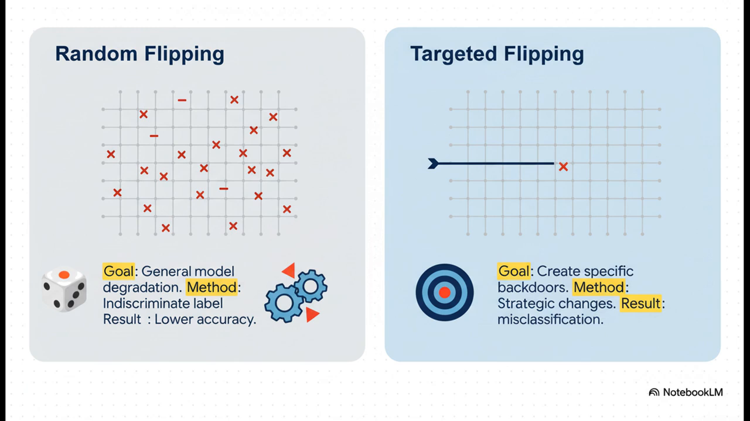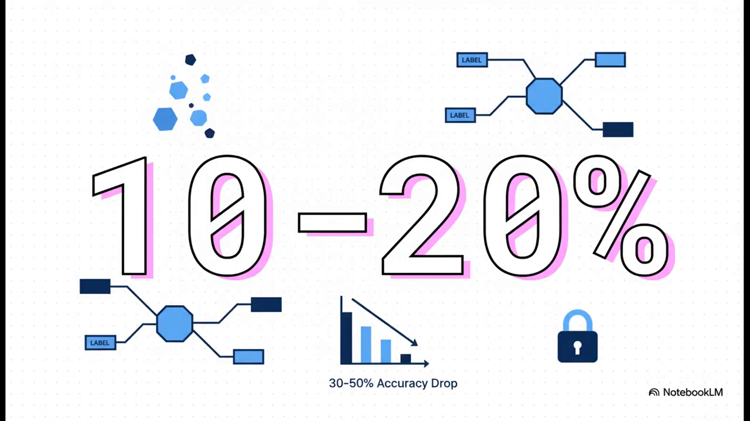The goal isn't subtle. It's just to mess with the model, lower its accuracy, and make it unreliable. But then there's the other, much more sinister approach, targeted flipping. This is surgical. The attacker isn't just causing chaos, they're changing very specific labels to create a predictable, exploitable backdoor just for them. And the numbers here are absolutely staggering.